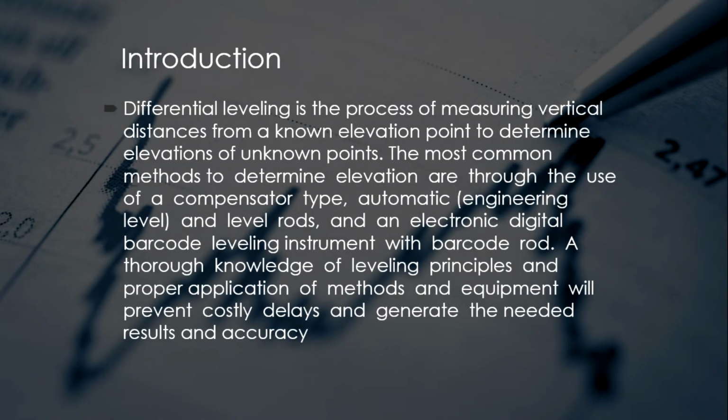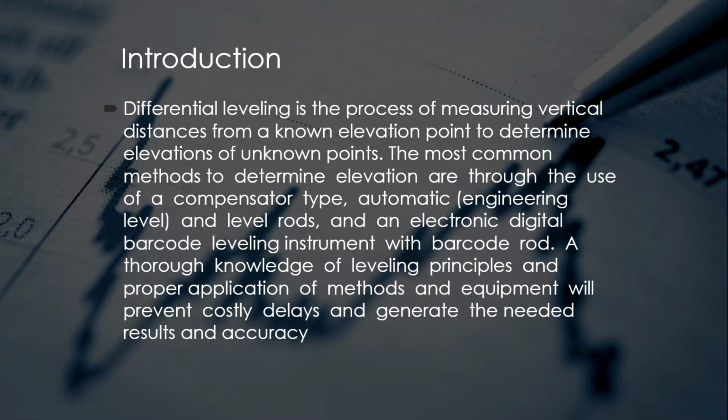Differential leveling is the process of measuring vertical distances from a known elevation point to determine elevations of unknown points. The most common methods to determine elevation are through the use of a compensator-type automatic engineering level and level rods, and an electronic digital barcode leveling instrument with barcode rod.